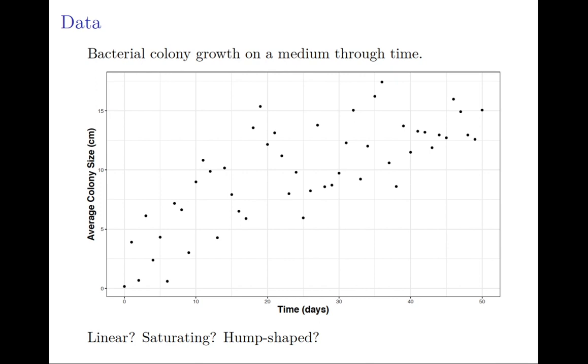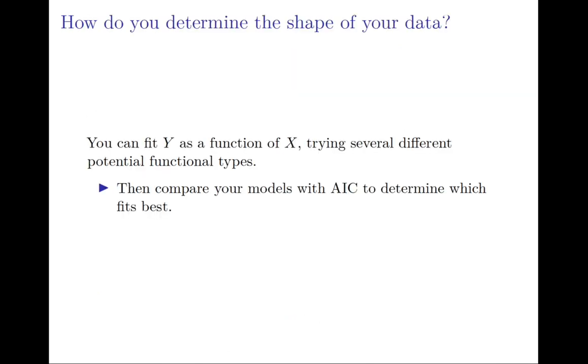Say you have data on bacterial colony growth on a medium through time. You're looking at this data and thinking, is that linear? Is that saturating? Is that hump-shaped? I just really don't know. You can determine the shape of your data by fitting y as a function of x, trying several different potential functional types, and then comparing your models with AIC to determine which one fits best.